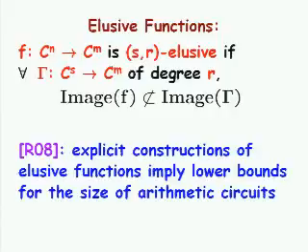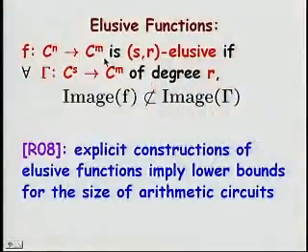So this is the first problem that I wanted to talk about. Actually, I can generalize it and define an elusive function. I want to say that f from C^n to C^m is (s,r)-elusive if for any gamma from C^s to C^m of degree r, the image of f is not contained in the image of gamma. And I can show for many settings of the parameters that explicit construction of elusive functions imply lower bounds for the size of arithmetic circuits. So in general, elusive functions are very related to lower bounds for arithmetic circuits.